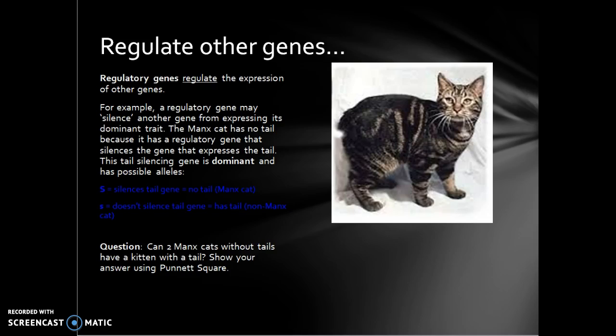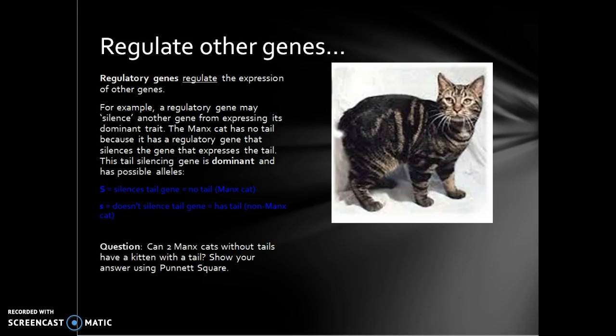One of the last real big additions to Mendel that we're going to talk about are what we call regulatory genes. And here we are back talking about cats for this example. Regulatory genes are genes that regulate the expression of other genes, or in other words, they control the expression of other genes. A lot of times, these regulatory genes are what we call silencing genes. So when they're present in a certain allele, a certain genotype, they actually cause other genes not to be expressed.